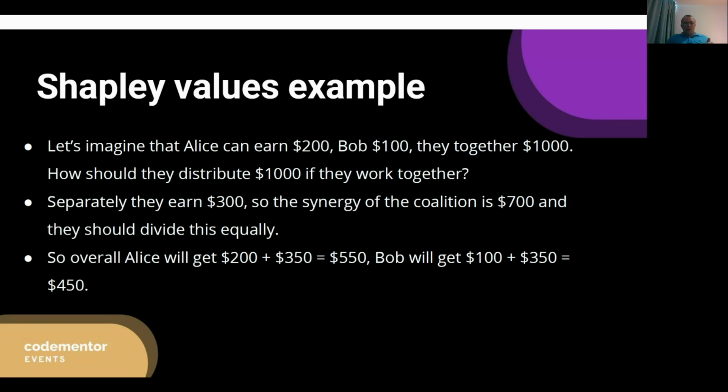So Alice will get 200 plus 350, which is half of 700. So Alice will get $550, and Bob will get 100 plus 350, which is $450. So it's an example to give some intuition about these Shapley values. We are supposed to calculate the synergy of every coalition, and divide every synergy between the members of this synergy.